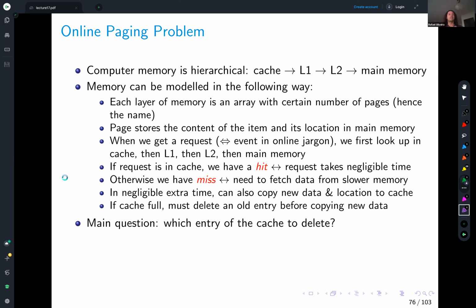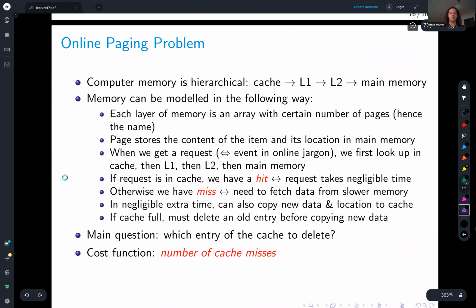And you can clearly see that this is an online setting, because your computer can certainly not see into the future. Not even you can see into the future, right? The list of requests that you're going to make, the computer has to make a decision on the spot. You made a request. If it has to fetch it from slower memory, it will have to put it in the cache. Now the question is, where and what do I evict?